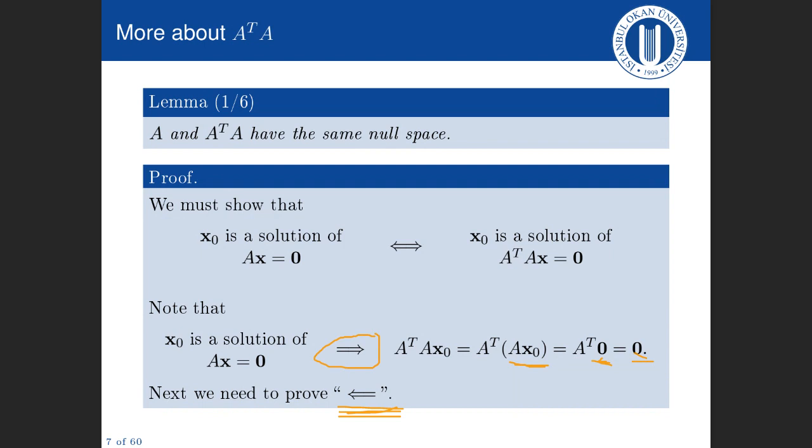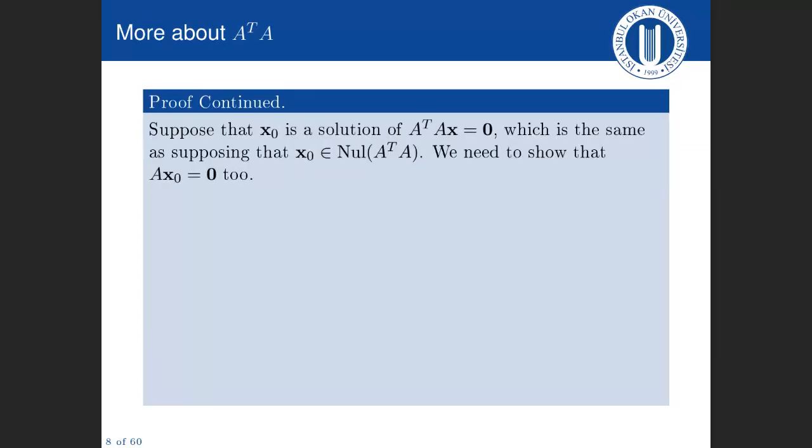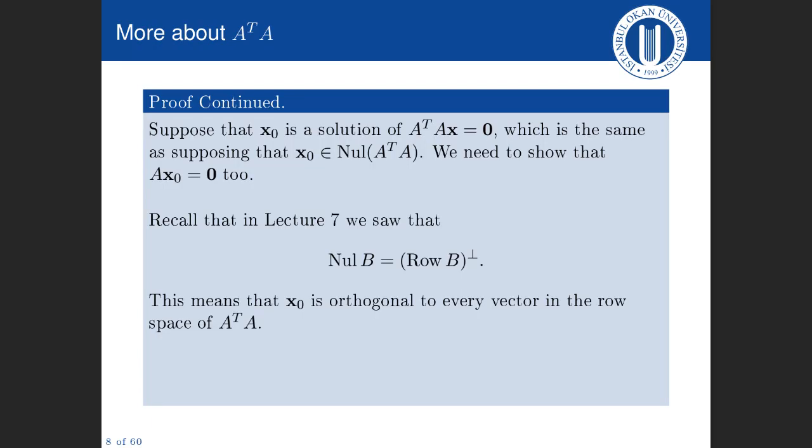We need to prove that if x0 is a solution of A transpose A x equal to 0, then that implies that A x0 is equal to 0. So we're going to start by supposing that x0 is a solution of A transpose A x equal to 0. That's the same as supposing that x0 is in the null space of A transpose A. And then we need to prove that x0 is also in the null space of A. In other words, we need to show that Ax0 is equal to 0 too. If you think back to lecture 7, we saw that the null space of some matrix B is the same as the orthogonal complement of the row space of B.